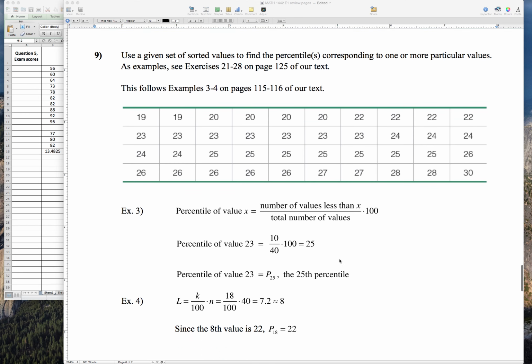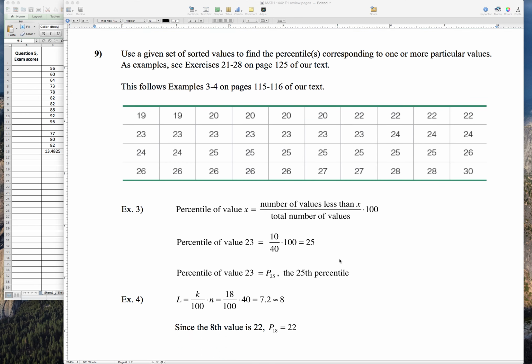Question 9 asks us to find percentile. We're first asked to find what percentile. Actually, the question that I gave here doesn't do that. It refers to examples in our text. But what you will be asked on the test is to find the percentile of a particular value. And examples 3 and 4 on pages 115 and 116 are these examples right here, and this is exactly what you'll be asked to do on the test.